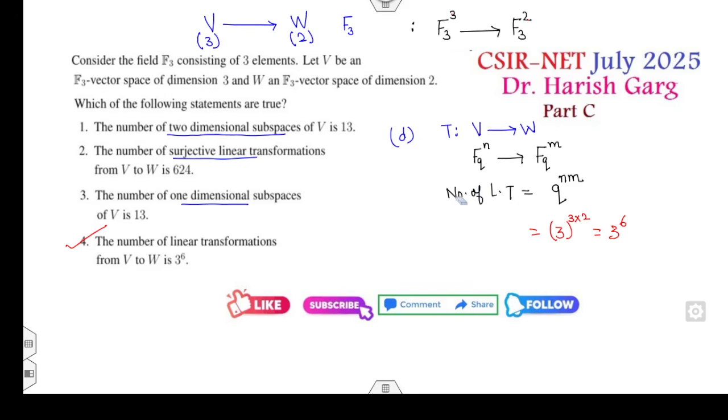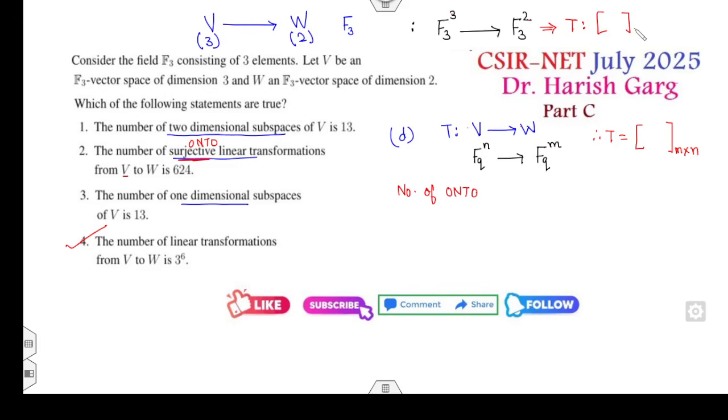Now, how can you find the number of onto mappings? Look at the second option. Your target is to find the number of surjective, that is onto, maps from V to W. First of all, it's onto. The matrix T must be of M cross N, so in this case, whatever the linear transformation, it is of 2 cross 3. Now, once it is onto, what should the rank of the matrix be equal to? The dimension of the codomain, that's 2. Fine. This is what you must have.